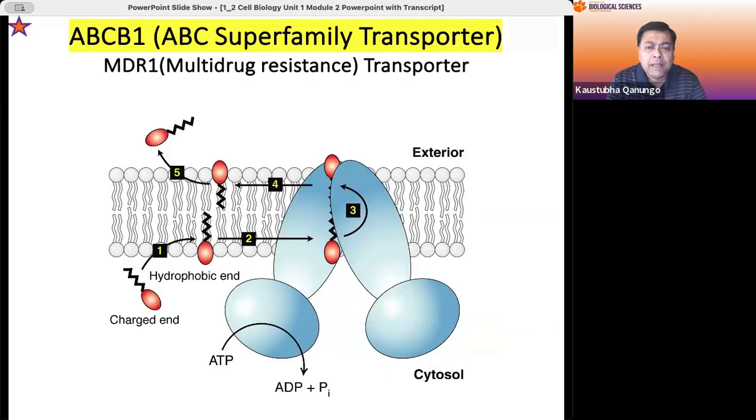And one of them, which is worth mentioning, is known as a multi-drug resistant transporter, or MDR1. Now, what is the function of these MDRs? We have hundreds and thousands of molecules in the environment which are potential toxins. And these toxins, environmental pollutants, can get into the cell. And these ABC superfamily transporters, the MDR1, can bind to a wide array of molecules to transport them. So this is the uniqueness.